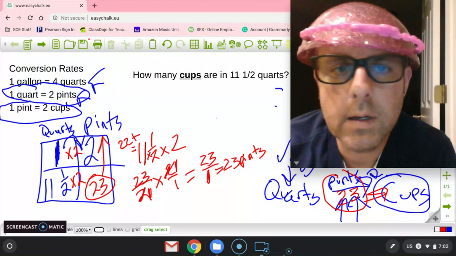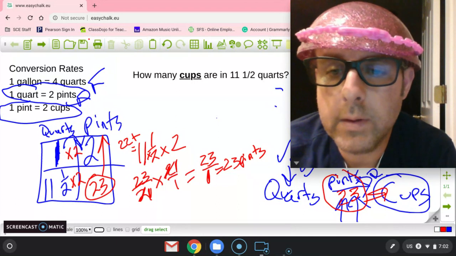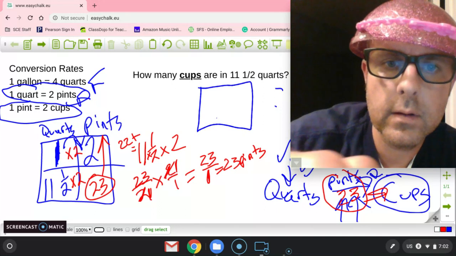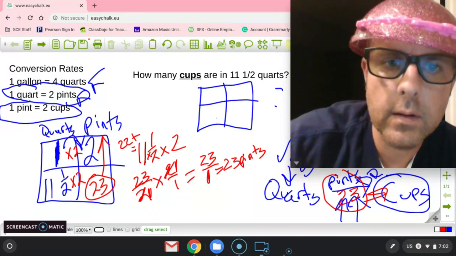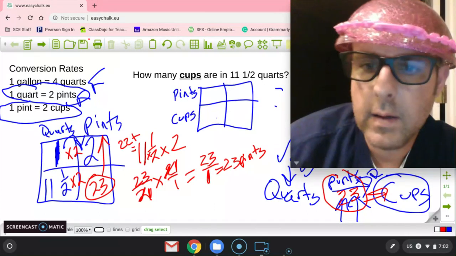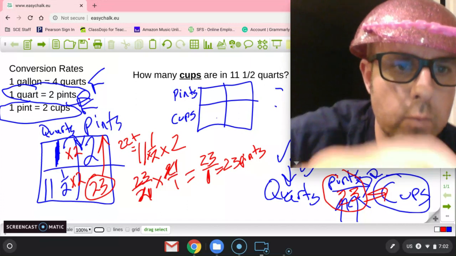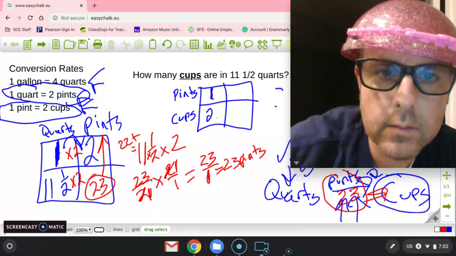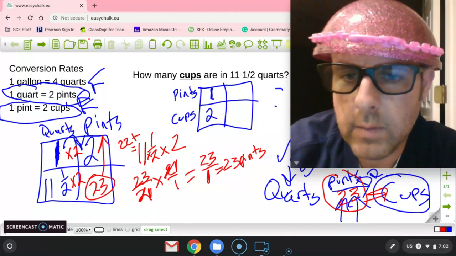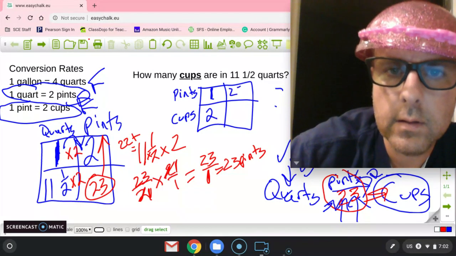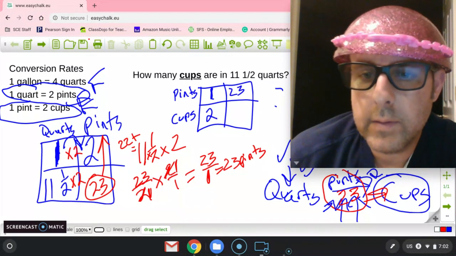All right. So on my next one, I have 23 pints that I need to go to cups. So on my box, I'm going to put it on the side. Pints, cups. Right here, it says 1 pint equals 2 cups. 1 pint, 2 cups. What else do I have? 23 pints. 23 pints. So now I can solve this box.